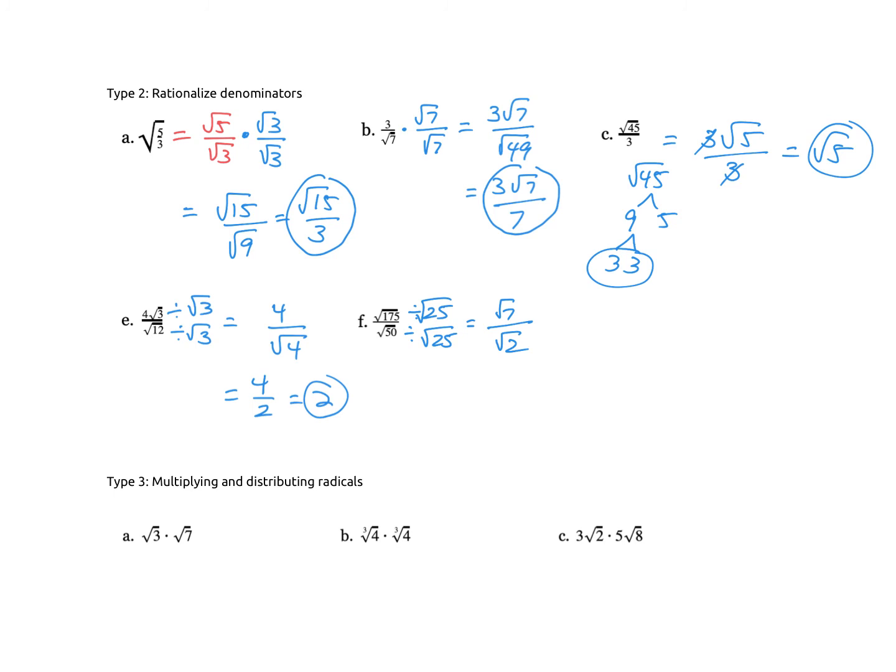And now you can go ahead and rationalize. So I would multiply the top and the bottom by square root of 2. And I come up with square root of 14 over square root of 4. And square root of 4 can be reduced to 2.